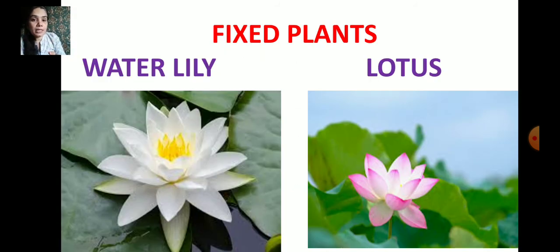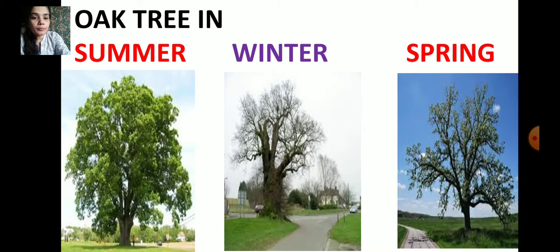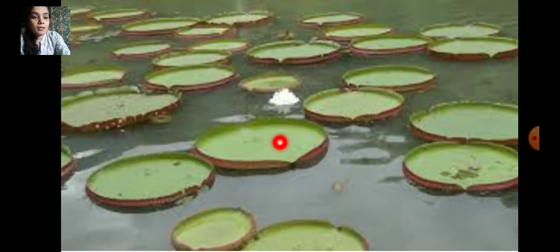Fixed in one place is called fixed plants. Examples are water lily and lotus. They have plate-like leaves that float on the surface of the water. Here I showed you.